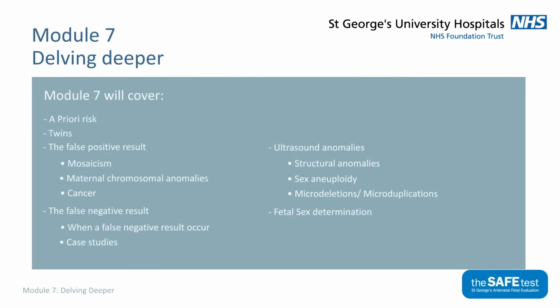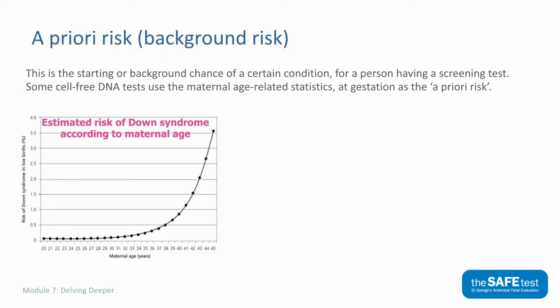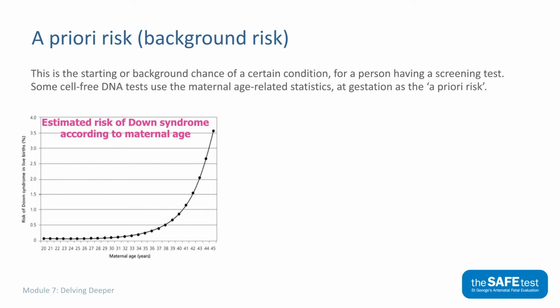Module 7 will cover in greater detail the clinical aspects and unusual circumstances that can occur with cell-free DNA screening. The a priori risk is the starting or background risk ratio of a certain condition for a person having a screening test. Some cell-free DNA tests use the maternal age-related statistics at gestation as the a priori risk.